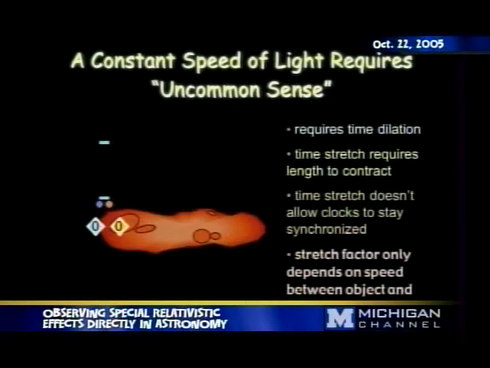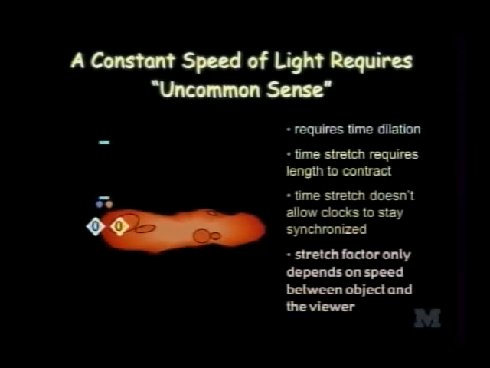That led to some even stranger results, where I showed that you need some uncommon sense to deal with this constant speed of light. I just discussed how this required time to dilate. That was what we mean by clocks slowing down when they move. It's an effect called time dilation. So you've stretched out the ticks of the moving clock. It also requires your length to contract when you see an object that's moving.